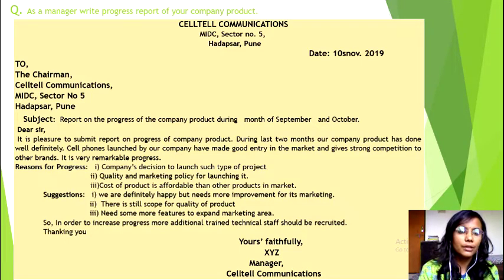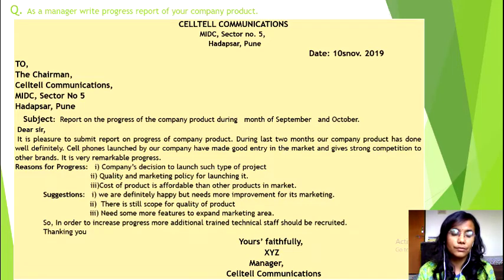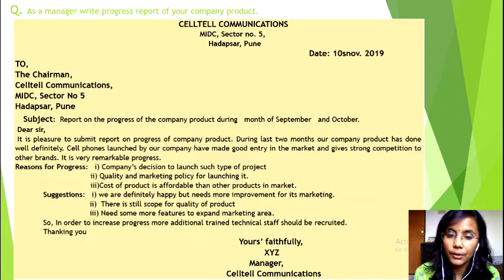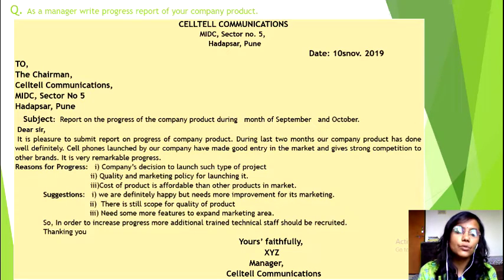Then here we have mentioned reasons for progress. 3 reasons we have mentioned here. This is very important again. Students, when you are writing the progress report, you should write reason for progress and suggestions. Here, 3 reasons we have mentioned: the company's decision to launch such type of a project that helps for the progress, then quality and marketing policy for launching it, then cost of product is more affordable than other products in the market. These are the 3 reasons of the progress.